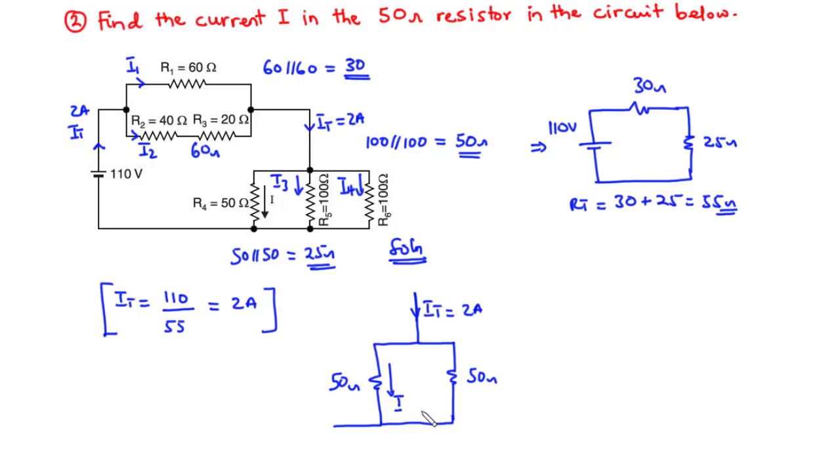So if you want to find the value of current I, then using the current division rule, that is basically the value of the other resistor, which is 50, divided by the sum of the two resistors, 50 plus 50, times the current approaching the node, which is 2. So this becomes 50 over 100 times 2. 50 times 2 is 100, divided by 100 is 1. So therefore we say that the current I flowing through the 50 ohms resistor is 1 ampere.